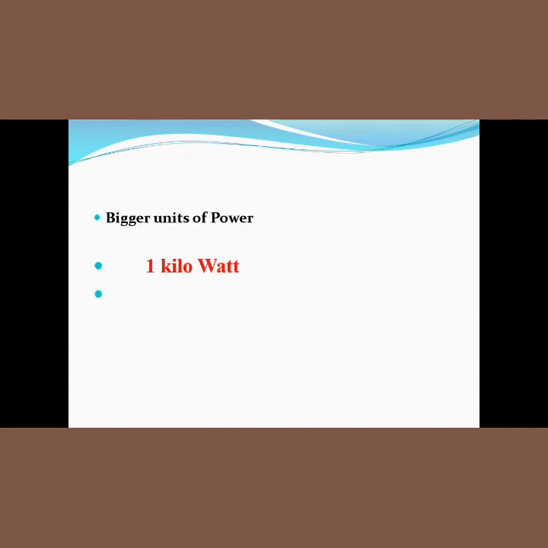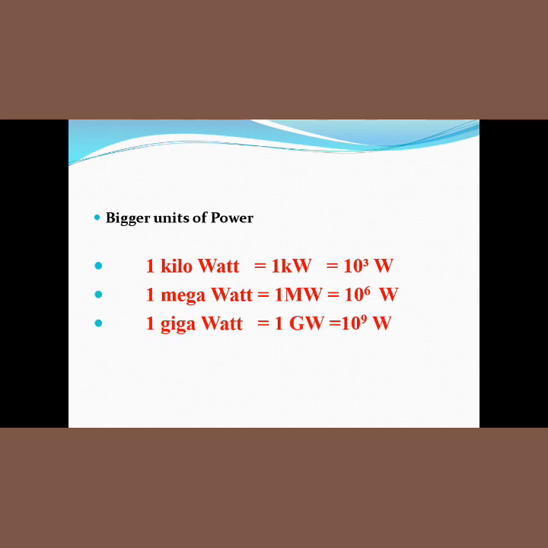Let us now see some bigger units of power. We have 1 kilowatt, often written as shown in the figure, which is actually 1000 times a watt, that is 10 to the power 3 watt. Then 1 megawatt is 1000 times a kilowatt, that is 10 to the power 6 watt. And 1 gigawatt is 1000 times a megawatt, that is 10 to the power 9 watt.